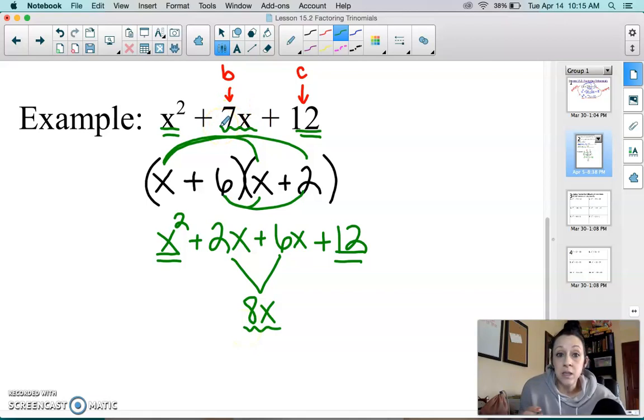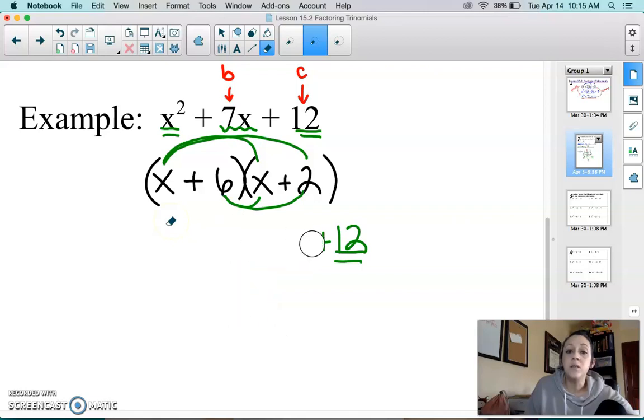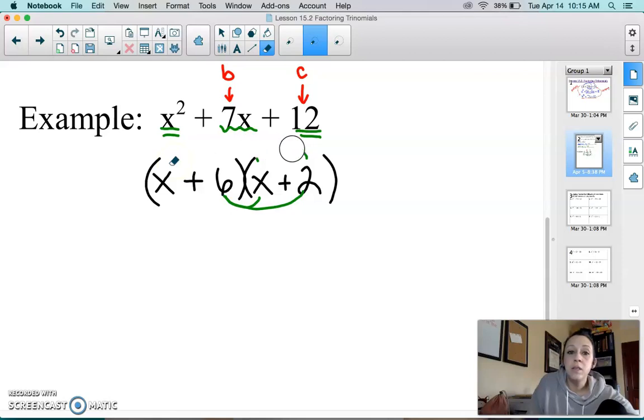That just means that the combination of 6 and 2 is not correct, because the 6 and the 2 gave us 8 in the middle, and we want 7 in the middle, okay? So we're going to go back, and we're going to try something different. Remember, these are like puzzles, okay? So you're not going to always get it right the first time. Sometimes you have to do a guess and check, like try something. If that doesn't work, try something else, okay?